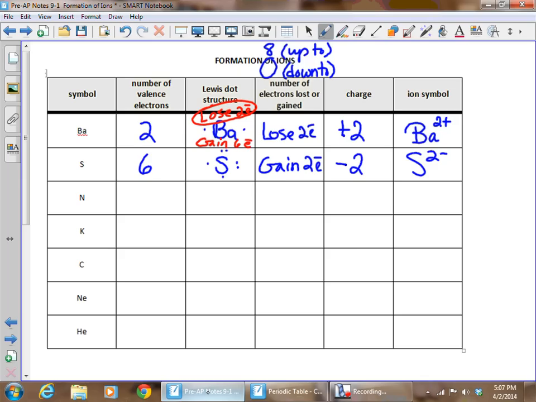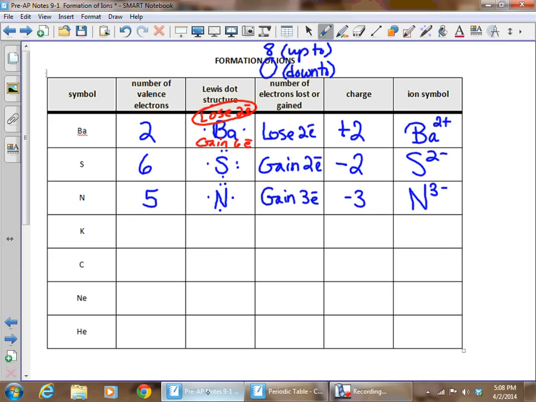So pause this real quick and try nitrogen and potassium on your own. So hopefully you did that. Hopefully you looked at nitrogen and saw that it had 5 valence electrons. We've done that one before. So its Lewis dot structure would look like this. And hopefully you decided that it would be much easier to gain 3 electrons than to lose 5. So gain 3 electrons, which would mean that its charge would be a -3 and its ion symbol would be N3-.